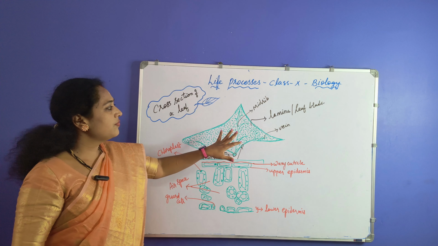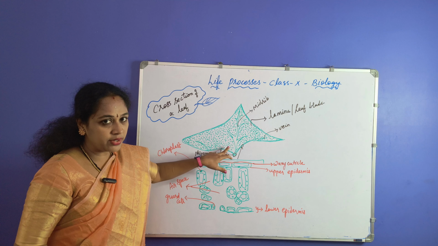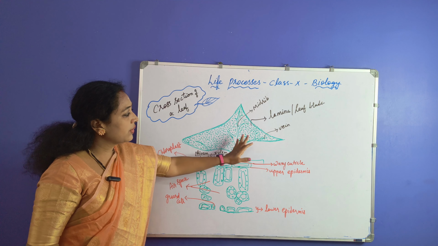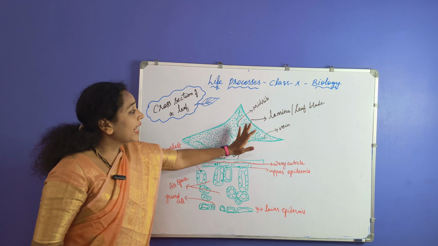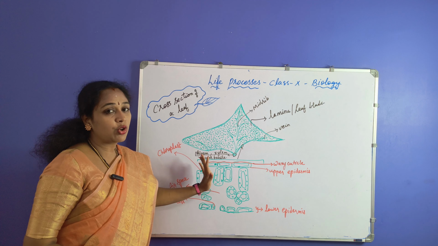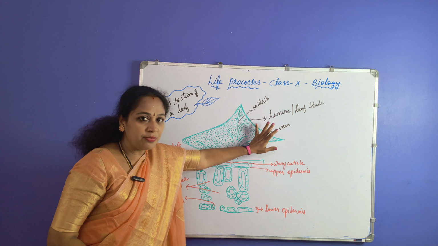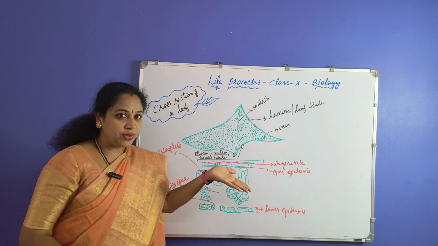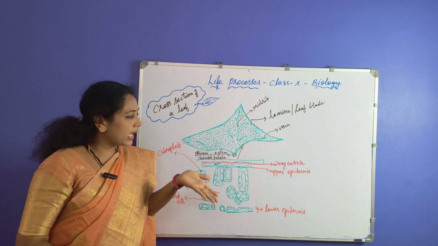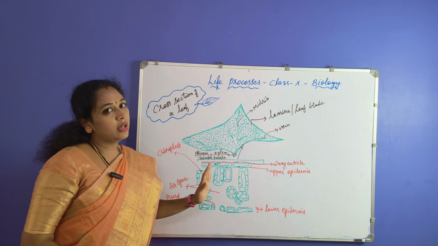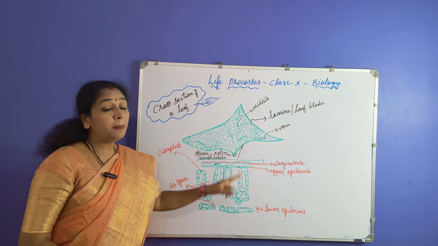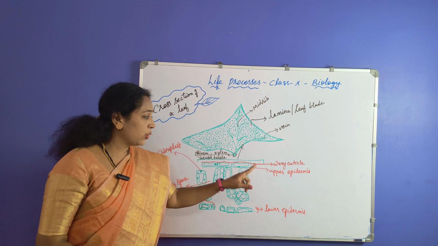And the parts of a leaf: the center line is called the midrib, and you have the veins arising from the midrib. And the exposed surface of the leaf is called the lamina or the leaf blade, which is a flat surface exposed to the light. The leaf is green in color because of the pigment chlorophyll present in the cell organelle called chloroplast.